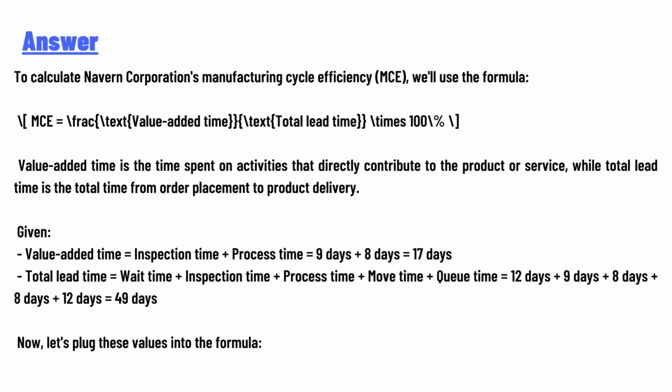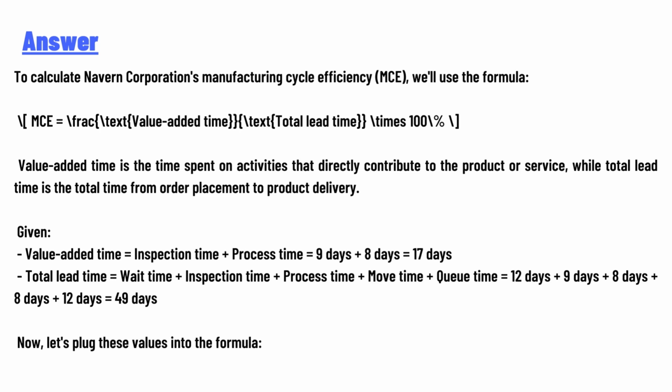Given, value added time is equal to inspection time plus process time, which is 9 days plus 8 days, equal to 17 days. Total lead time is equal to wait time plus inspection time plus process time plus move time plus queue time, which is 12 days plus 9 days plus 8 days plus 8 days plus 12 days, equal to 49 days. Now let's plug these values into the formula.